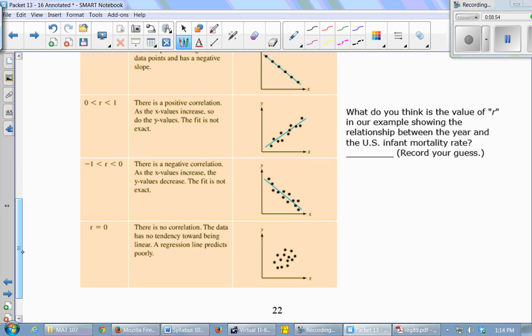If you have a positive correlation and the points aren't perfect, not exactly on the line, you're going to get some value between 0 and 1, a positive R value between 0 and 1. Negative but not perfect, you're going to get a negative R value between -1 and 0. And if there's no line, no linear pattern to the data at all, we say that the R value is 0.